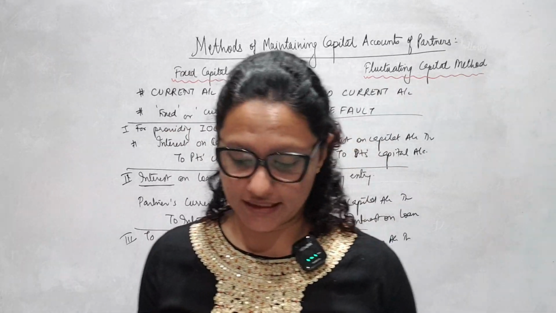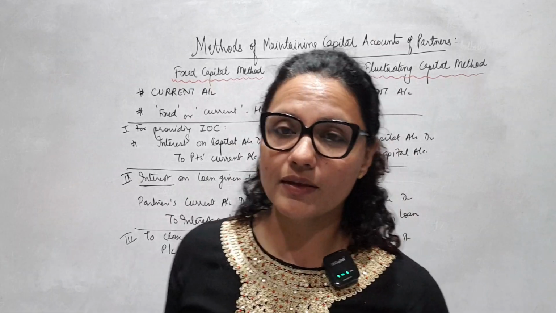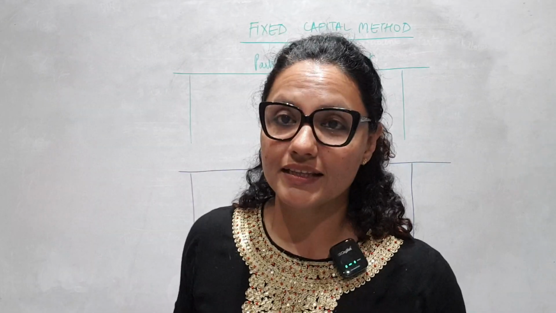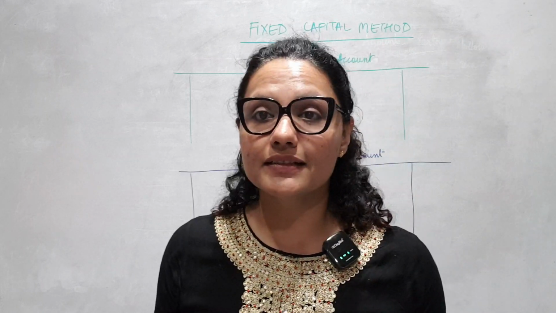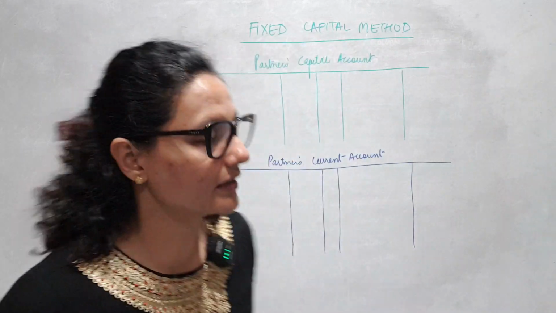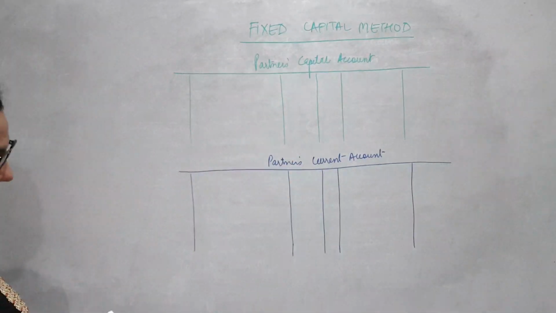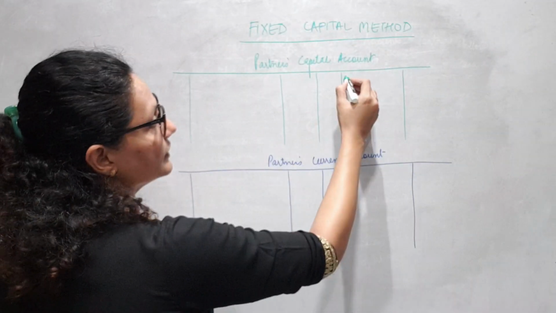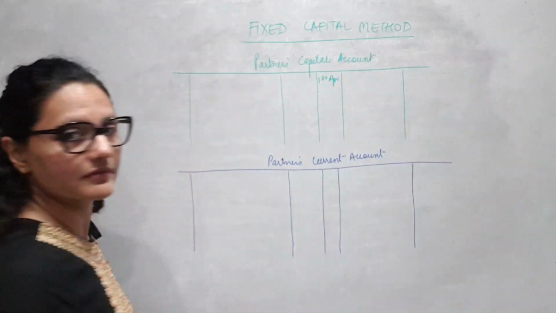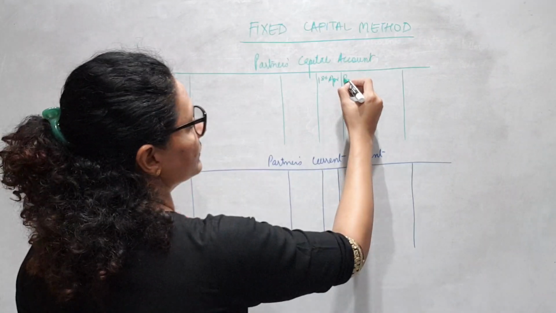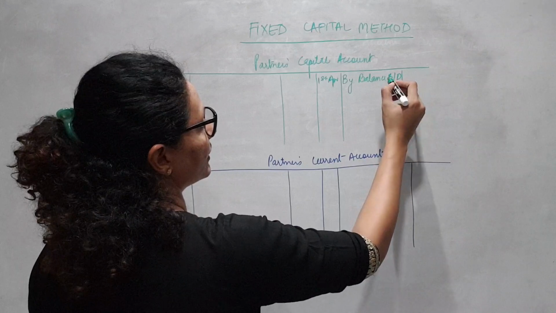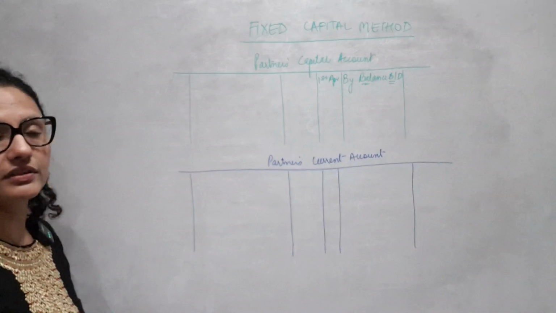I'll just show you quickly how these things appear in the partner's capital or current accounts. This is we are doing under fixed capital method, where we have both two accounts, capital and current account. Your partner's capital account will start with your opening balance, meaning 1st of April, whichever year is given. You will write here by balance brought down. Now understand this, everything is important here.